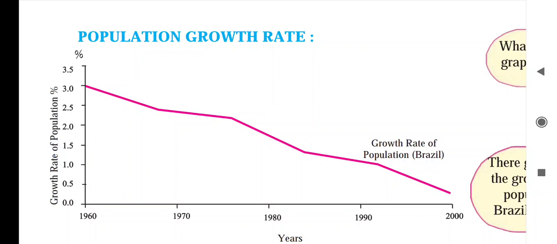In the year 1970 it is near about 2.5% population growth rate. Then after 1990, the population growth rate of Brazil is rapidly decreasing. In the year 2000 we will find just 0.2 to 0.3% growth rate of population in Brazil. So it means that Brazil's population growth rate is very low.